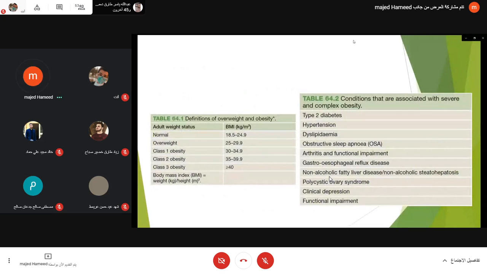We can classify obesity into normal weight, overweight, class 1 obesity, class 2 obesity, and class 3 obesity according to body mass index. Conditions associated with severe or complex obesity include type 2 diabetes, hypertension, dyslipidemia, obstructive sleep apnea, arthritis, gastroesophageal reflux, non-alcoholic fatty liver, polycystic ovarian syndrome, clinical depression, and functional impairment.